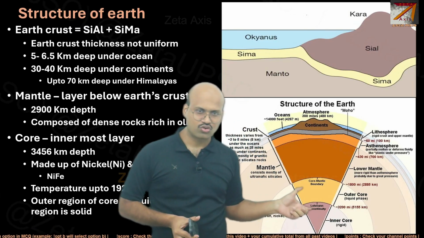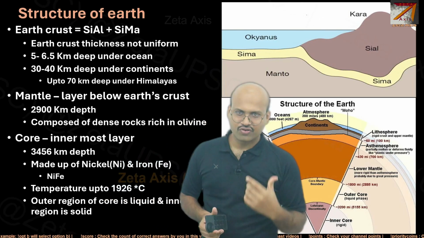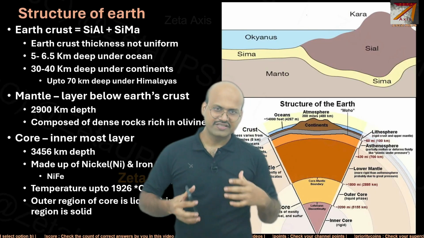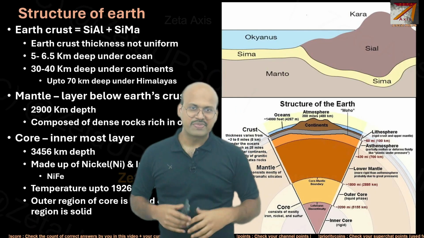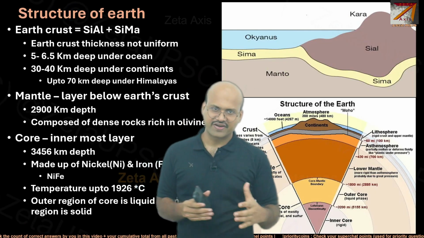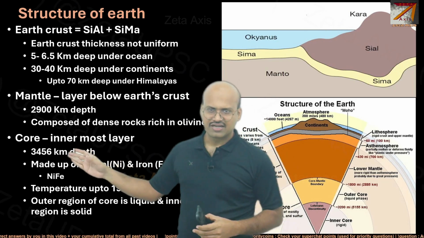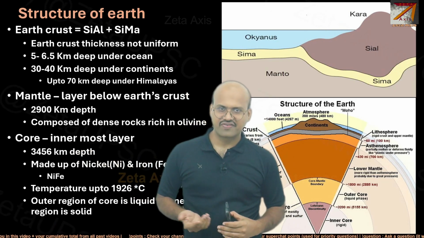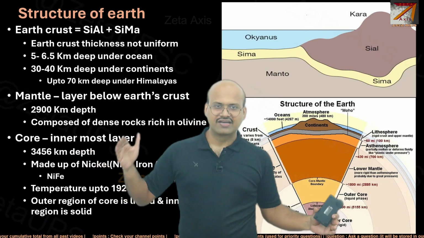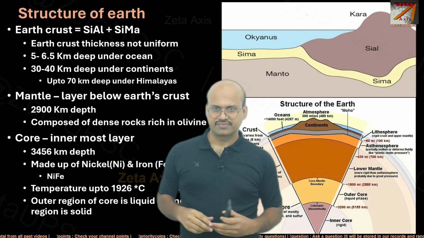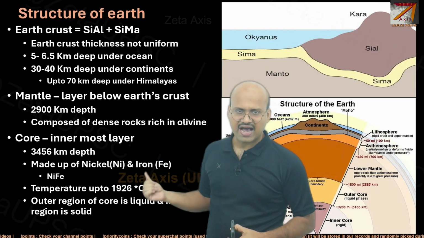So you will see that the core depth is 3456 kilometers. Remember, these values are estimates and different methods of estimation will give slightly different values. So you can take this as a rough figure. Around 3500 kilometers is the total depth of the core region. It is made of nickel and iron.